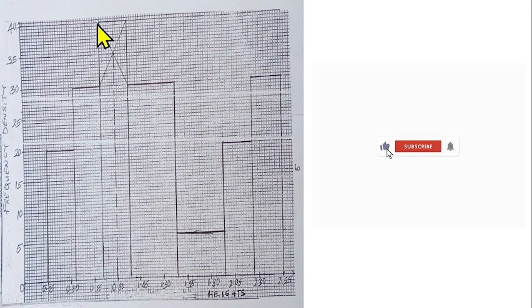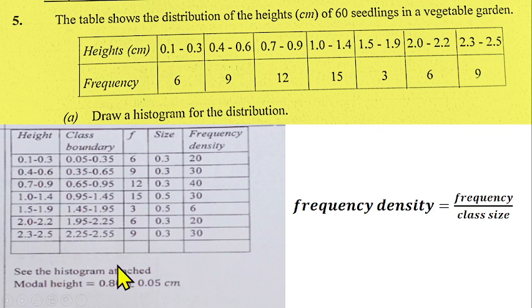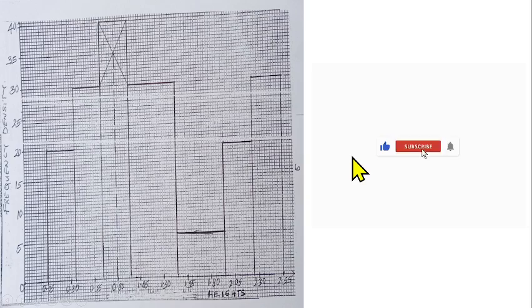You draw a straight line with your ruler and with a pencil or a biro. Join this edge to this edge and this edge to this edge, and where those two lines intersect, you draw it down to the height and you read it. Then that should give you the mode of the histogram, and that should give us 0.80 plus or minus 0.05 centimeter. So that's for question number 5 on histogram.